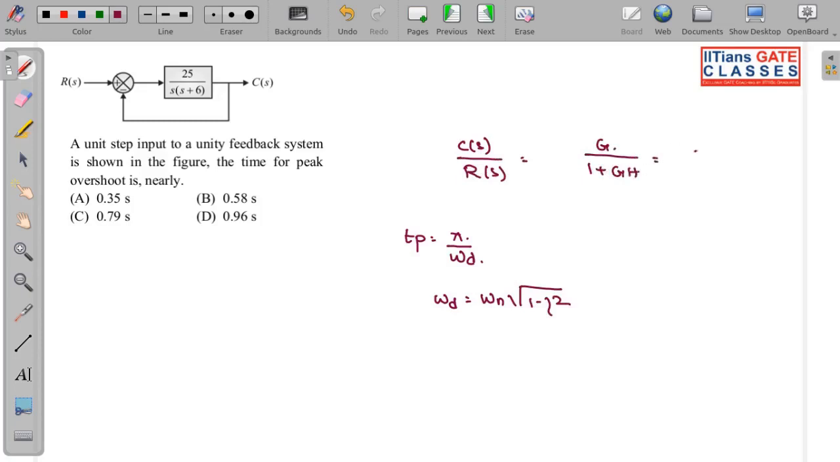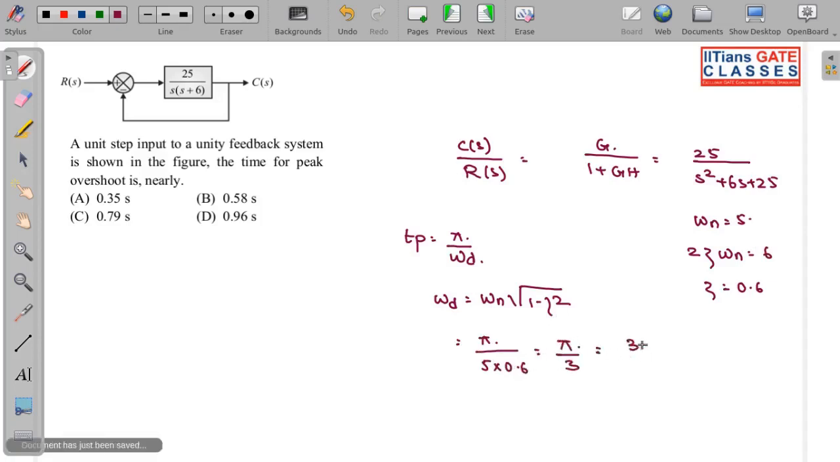So if you do that, this will come out to be S square plus 6S plus 25. So omega n is equal to 5, and 2 zeta omega n is equal to 6 if you compare it with such a standard second order equation. So zeta comes out to be 0.6. So over here this is pi by 6 into 5 into 0.6. So that comes out to be pi by 3.